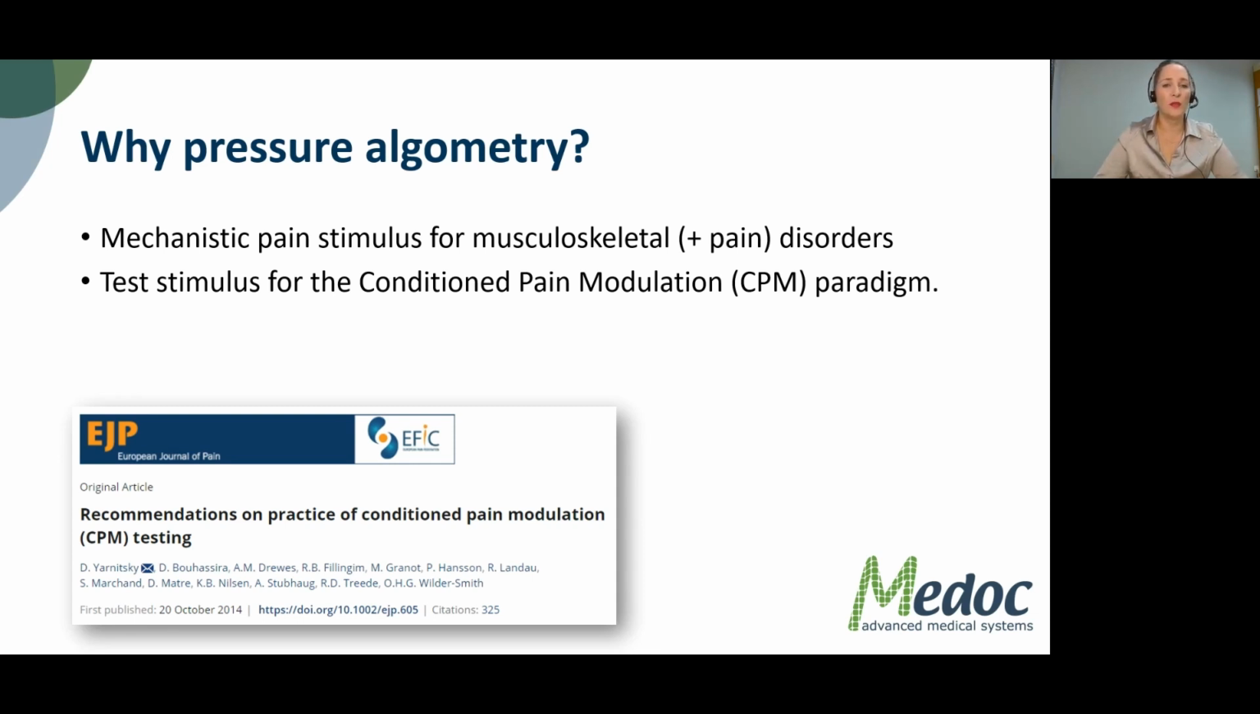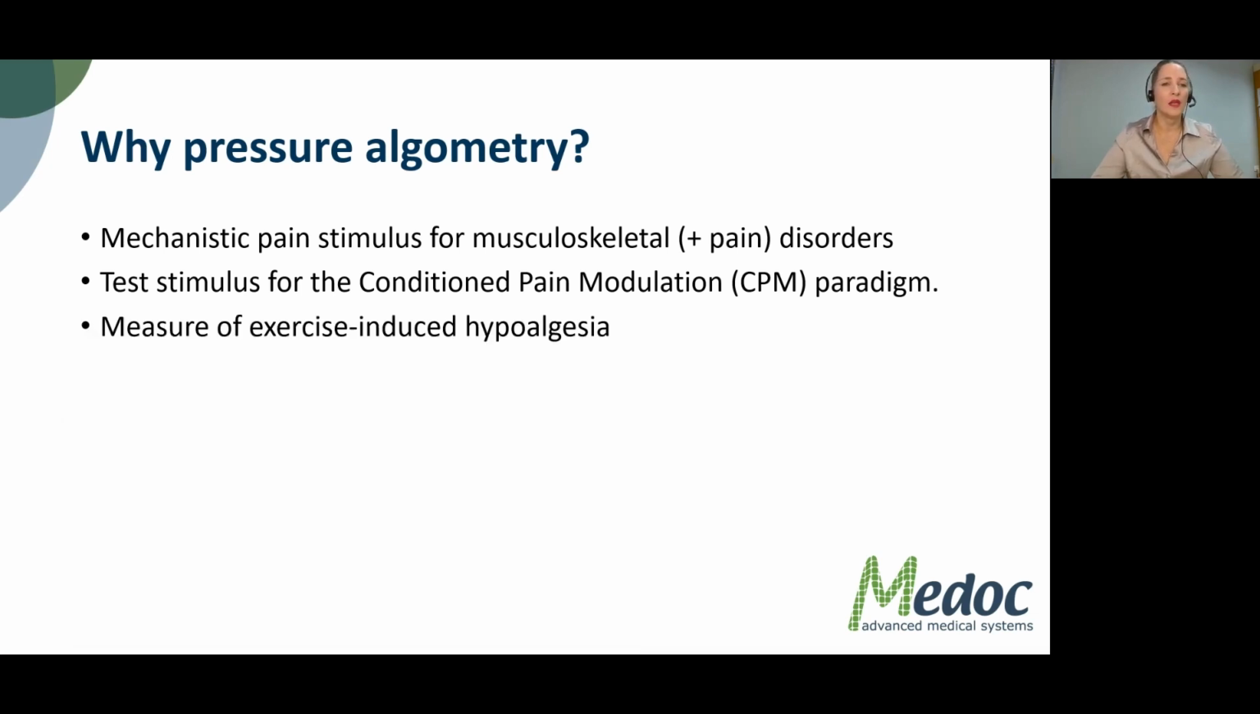And there has been a recommendation paper published in 2014 as a result of the consensus meeting that was held in EFIC in Florence in 2013 by leading pain researchers, and they recommended also, among others, the use of a mechanical stimulus and also having a descending stimulus, for instance, a limits test that is being stopped by the patient. So these are two recommendations that are applicable to the use of pressure algometry as a test stimulus for the CPM paradigm.